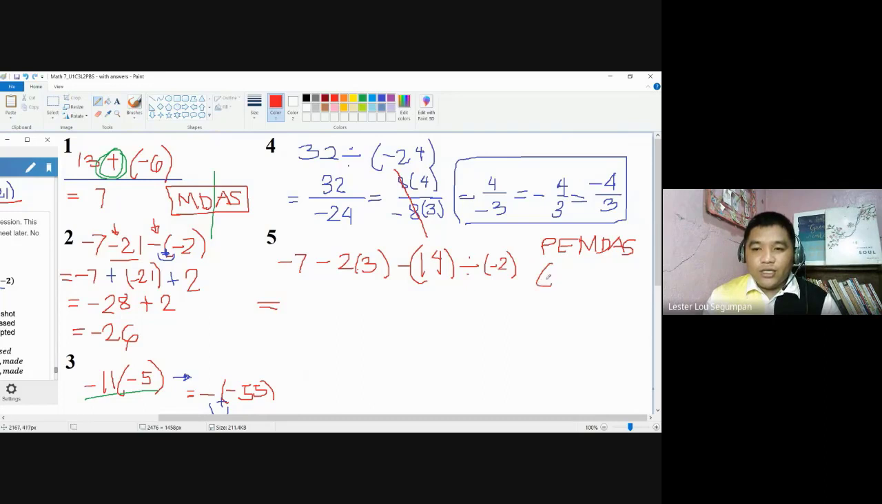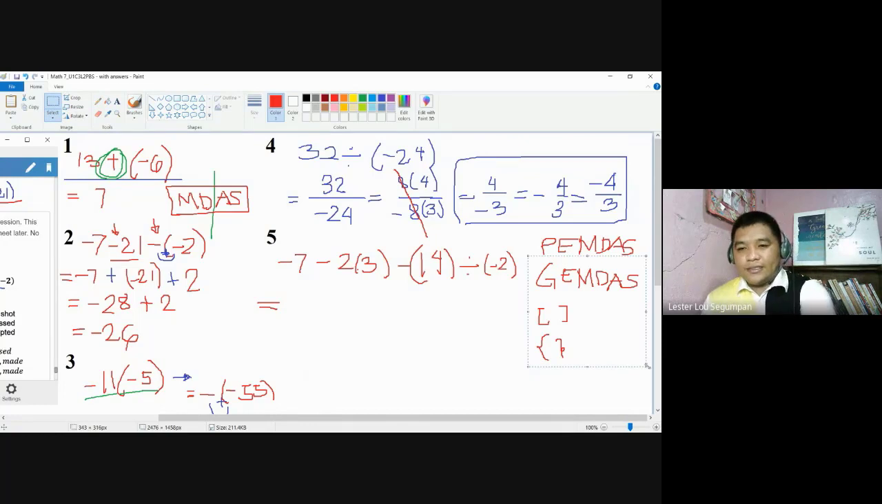Or also, you could use here the term GEMDAS. GEMDAS meaning, instead, aside just from parentheses, we could also use brackets and braces for grouping symbols. More of this will be very useful and possible for algebraic concerns later. So then again, let's talk about MDAS. MDAS muna tayo.